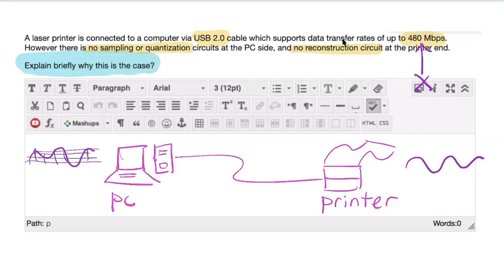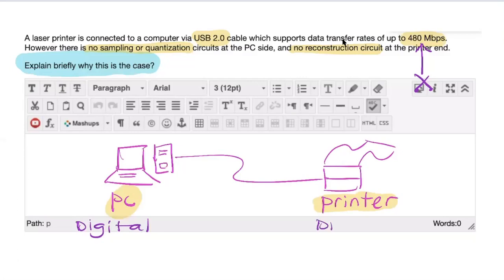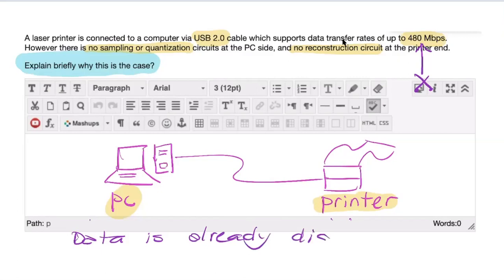And that's the only reason we would need to digitize, is if we want to convert an analog signal to a digital signal. In this case, we have a computer at one end and a printer at the other end. The data is already digital. And you're transmitting it to a device that is expecting digital data. So if you have digital on both ends, you don't need sampling. There's no need to sample. So the only thing you needed to say to get the full mark for this question is the data is already digital. That's all you needed to say.